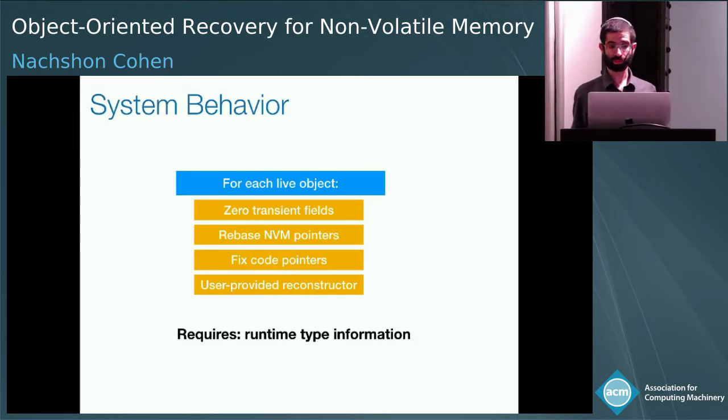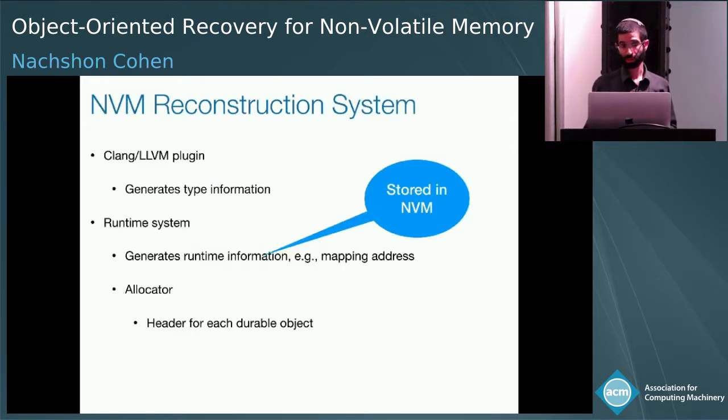For all this, we really need to have some runtime type information. Toward this, we wrote a Clang LLVM plugin that generates this type information. In addition, we have a runtime system that generates runtime information, such as the mapping address where the NVM was mapped, and stores all this information in the non-volatile memory. It also has an allocator that attaches a header to each object saying what the type of the object is.